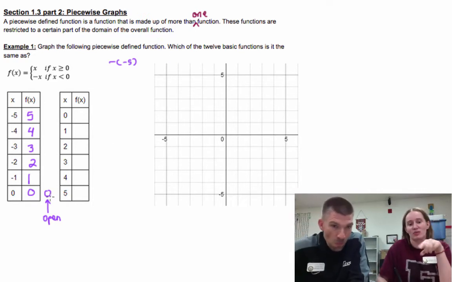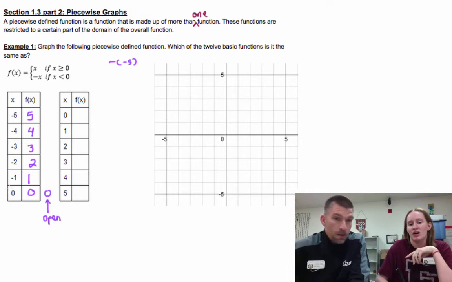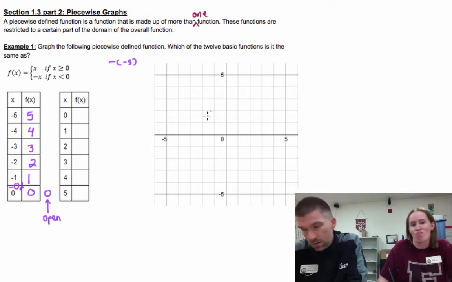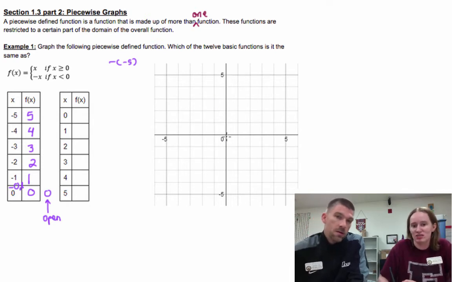Okay, so that's why we need the open dot, because that will help us on our graph see like negative 0.1. Because that is still less than 0. Still less than 0. So is negative 0.0001. Okay, so let's go ahead and graph this.